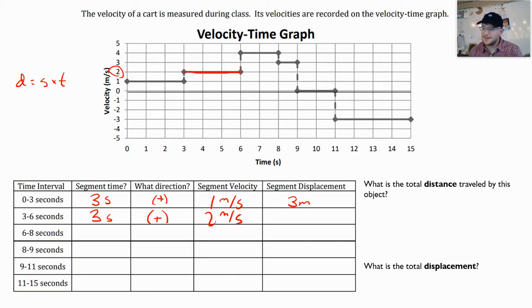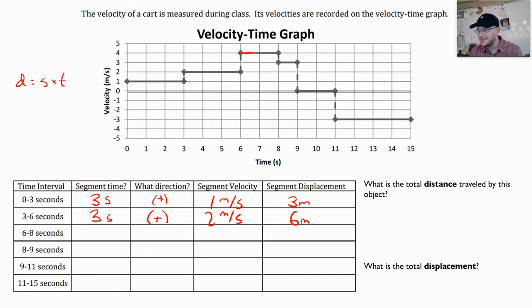Well, if I'm going at a speed of 2 meters per second for 3 seconds, that would be 6 meters. Again, you could just multiply these numbers together to get 6 meters. All right, so that leg is done. Let's look at the next leg.